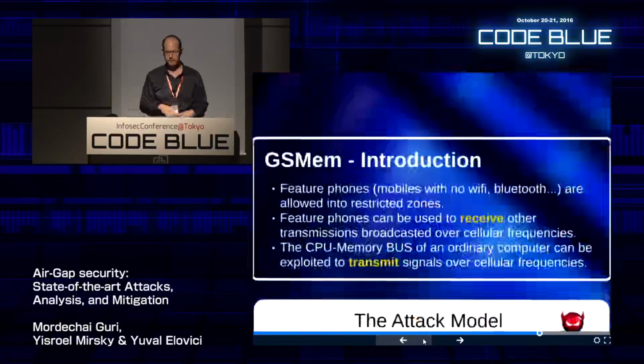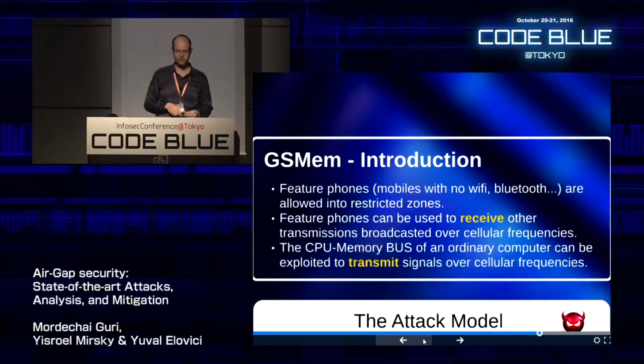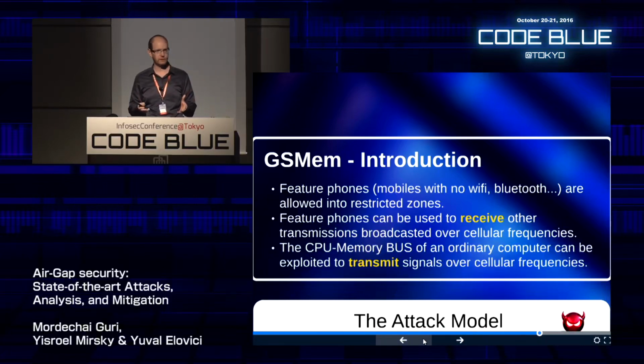Okay, so the next paper, GSMEM, was presented at Usenix 2015. Going along with the same lines as the bring your own device policy, typically in many organizations there are restricted zones, for example Intel and other organizations. In these restricted zones, guests or visitors are allowed to enter, but they're not allowed to bring smartphones. They're allowed to bring feature phones. Feature phones are basically phones that don't have any special capabilities, no Bluetooth, no Wi-Fi. They're like the old kind of Nokia phones.